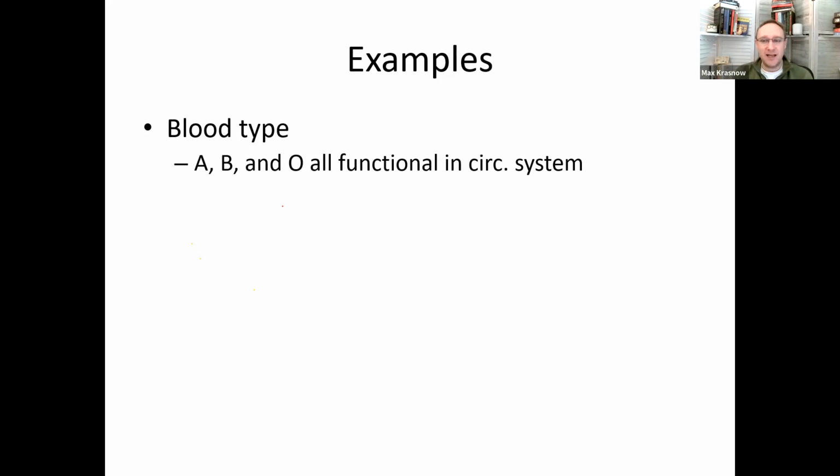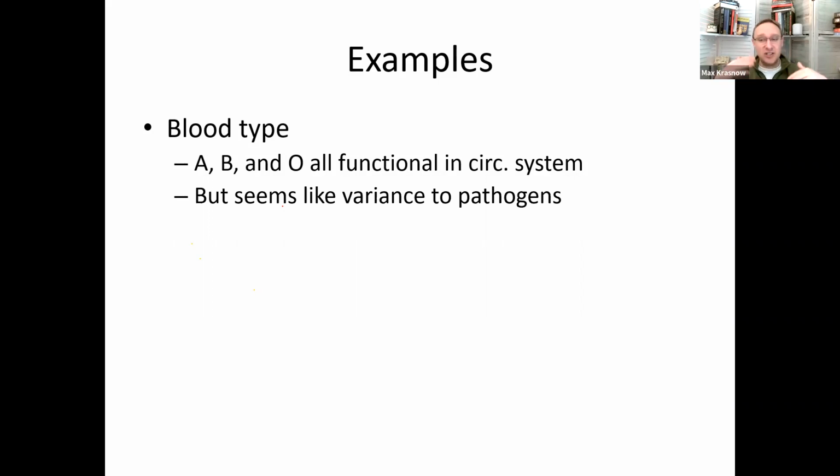So we have different kinds of blood. And for you, your blood works for you, for me, my blood works for me. All of our blood works fine in our own circulatory systems. But that variance seems like variance to pathogens. In fact, it's actually the pressure of pathogens that causes that variation in blood type to be maintained over time, because pathogens impose frequency-dependent selection on blood type.